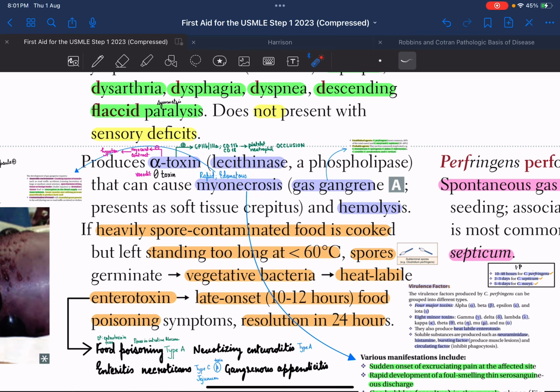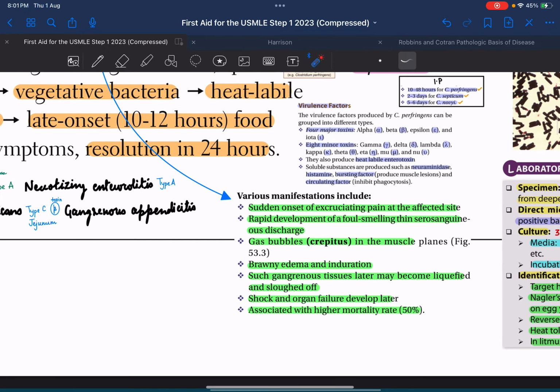So how will a patient with gas gangrene present to you? The patient will present with sudden onset of excruciating pain at the affected site. So the patient will be like, Doctor Sir, the pain is not reducing at all. There will be rapid development of a foul smelling, thin, serosanguinous discharge. Okay, it is very foul smelling, and it is a very bad kind of discharge. Actually, when you go in surgery wards, you'll see it. Next, there will also be gas bubbles in the muscle plane, which gives a popping sound sort of. There will be extensive edema and induration, and eventually gangrenous tissue becomes liquefied and it sloughs off also.